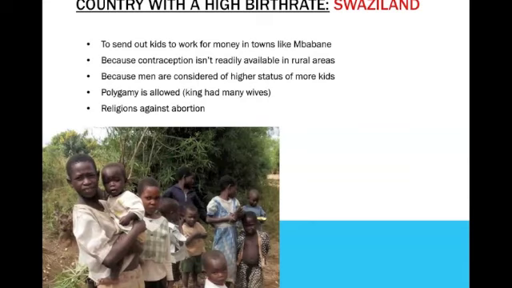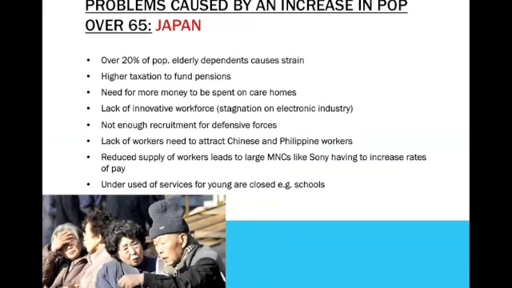Also, in some places, well, in Swaziland, polygamy is allowed. This means that you can have more than one wife. For instance, the king of Swaziland had more than 70 wives and more than 240 children. Can you believe it? Also, some religions, especially in Swaziland, are against abortion. So, yeah.